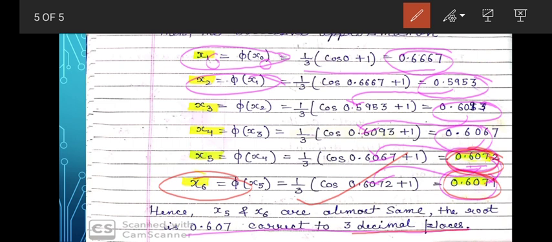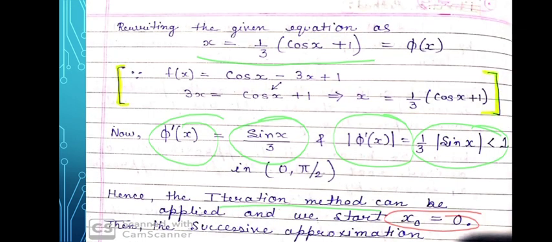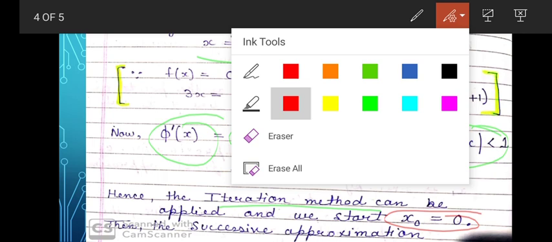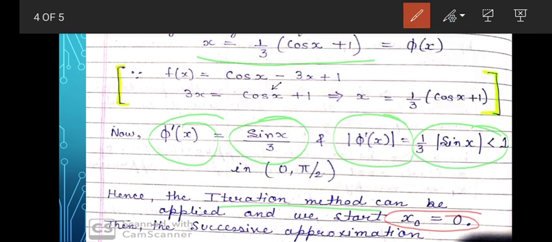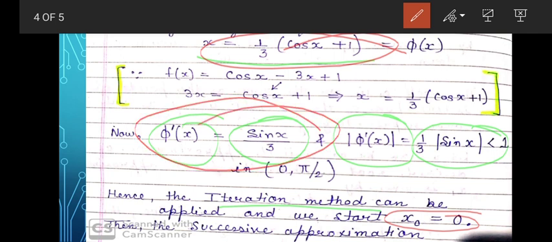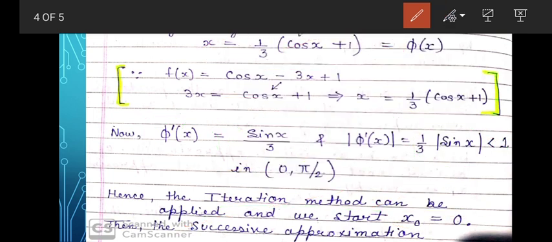It is a very important method, and it is almost the same as the regula falsi and bisection methods. Only one thing you have to consider here: you have to find the value of x, and with the help of this, you first differentiate, and afterwards you check whether the value is less than 1 or not. If it is not less, it means you cannot apply the iteration method. If it is less, then only you can apply it. So this is all about the iteration method.